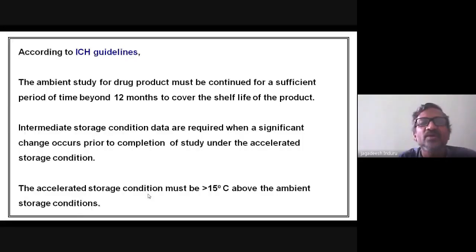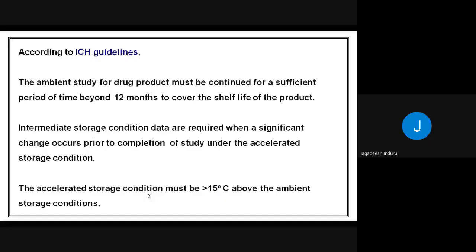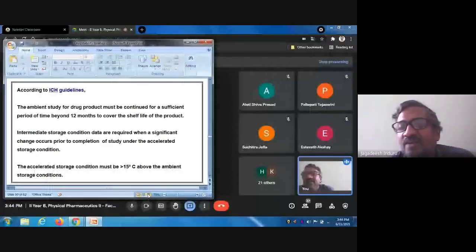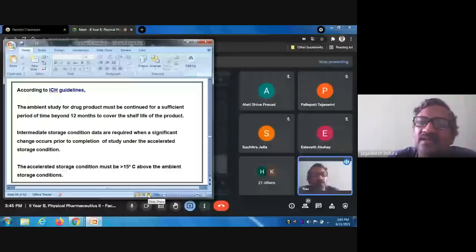So according to the guidelines, the ambient study goes beyond 12 months to cover the shelf life. It means 1 year extra we need to study in addition to your shelf life. It means if you are launching your product in real time, you need to study long term with an expiry date of 5 years, so you need to conduct the real-time study by keeping that package in the oven for 6 years in your lab. It means when you are manufacturing your product, you keep some bottles and samples in your lab in the factory for 6 years.